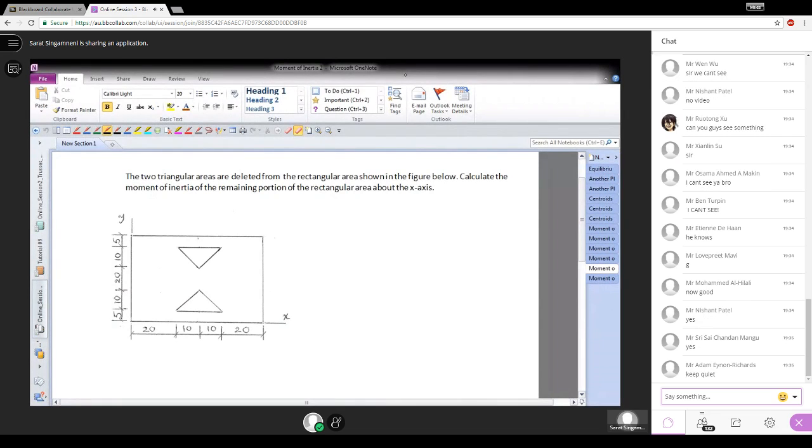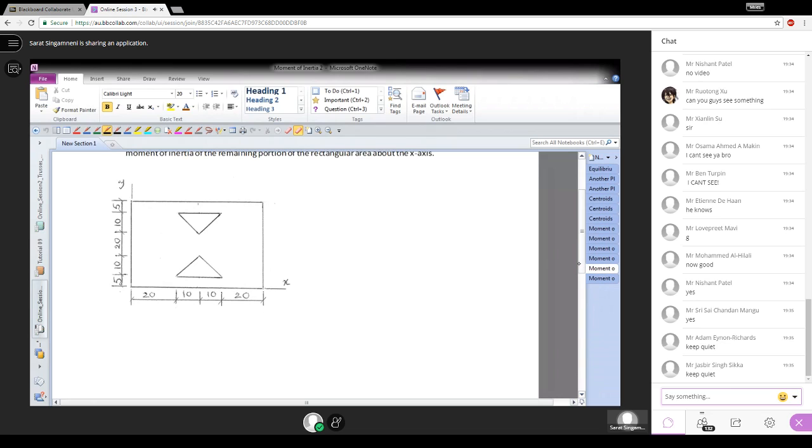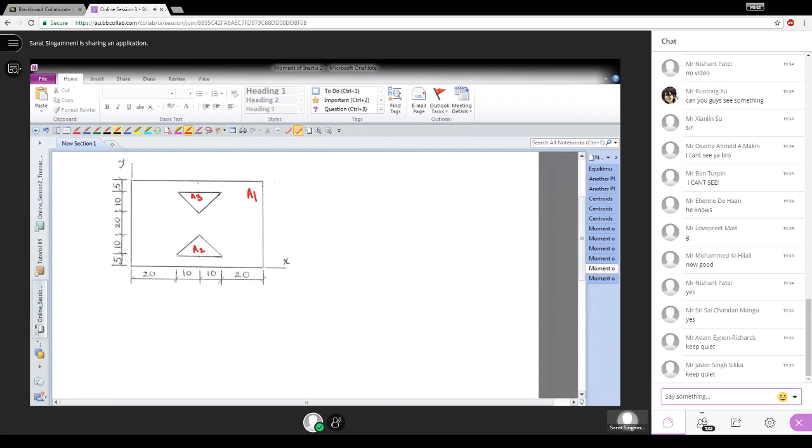The two triangular areas are deleted from the rectangular area shown in the figure below. Calculate the moment of inertia of the remaining portion of the rectangular area about the x-axis. So obviously, the full rectangle, you take it as area 1, and this area, say area 2, and this area as area 3. First, the moment of inertia of the full rectangle about the x-axis. If you call the total moment of inertia Ix, it is Ix of area 1 minus Ix of area 2 minus Ix of area 3. This is what we need to do.